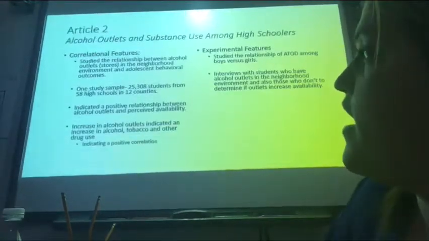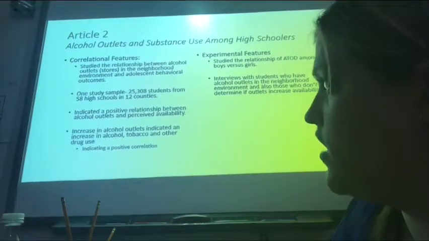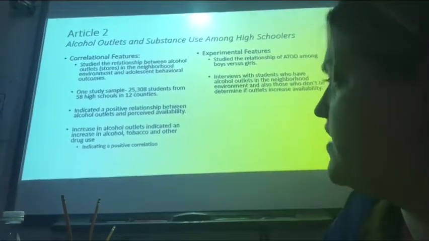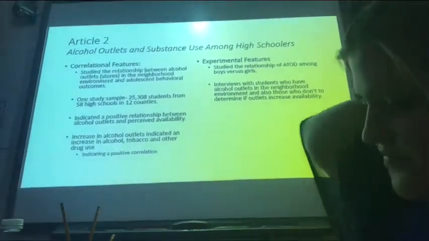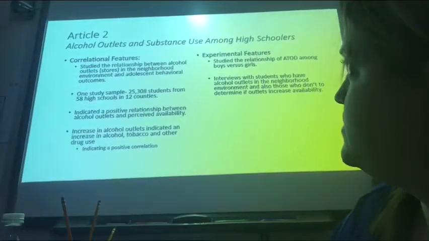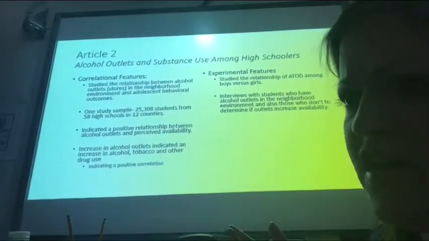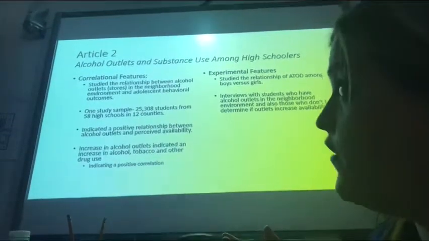Article 2 is actually the article that I'm doing the article critique on, so it was kind of nice to have this as one of my articles. Article 2, alcohol outlets and substance use among high schoolers. Outlets is pretty much an ABC store. It took me a minute to figure out what they meant by outlets because I've never heard it called that before.